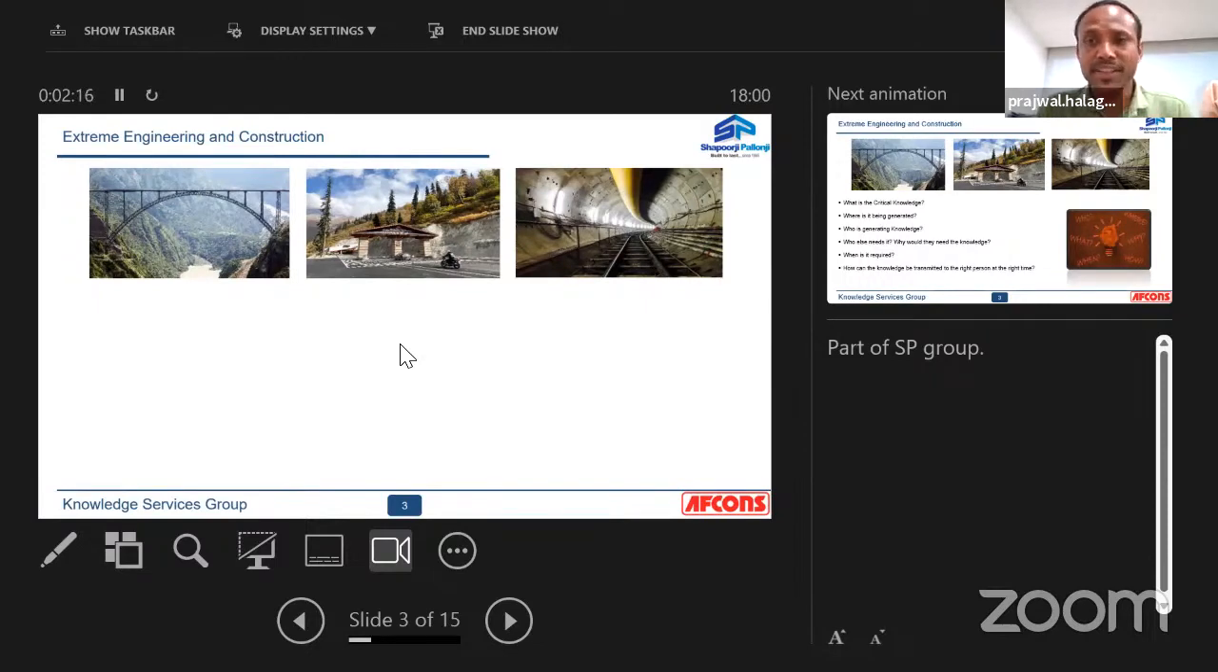Can anyone guess what these 3 projects on the screen are? Which is the first project? Can anyone guess? Jammu Tunnel. What is that bridge? Yeah, it's the Chenab Bridge, ma'am. Correct. It's the world's highest single arch railway bridge across the river Chenab. And the second picture is of, any guesses? Okay, it's the Atal Tunnel in Rohtang.